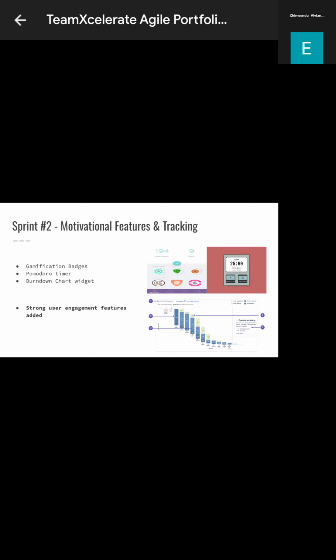During Sprint 2, we introduced motivational and tracking features. These included gamification badges, a Pomodoro timer, and a burndown chart. This sprint significantly increased user engagement by helping students stay motivated and visualize their progress.